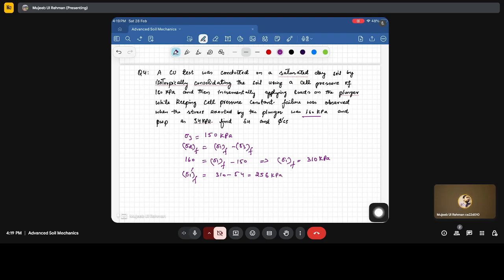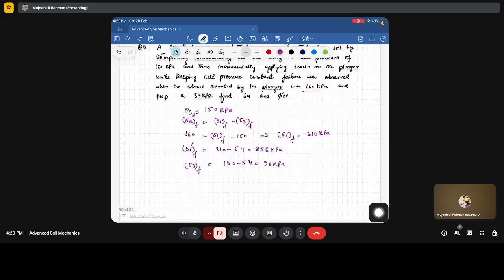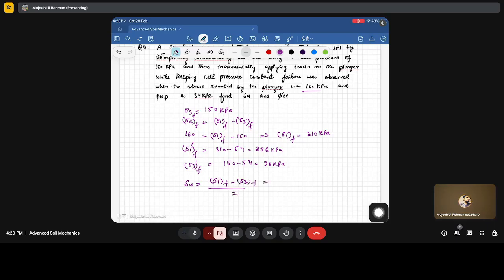So we have the sigma 3f. What is the sigma 3 dash f? 150 minus 54, that's 96 kPa. So SU under this condition will be sigma 1 at failure minus sigma 3 at failure divided by 2, that is 160 divided by 2, 80 kPa.